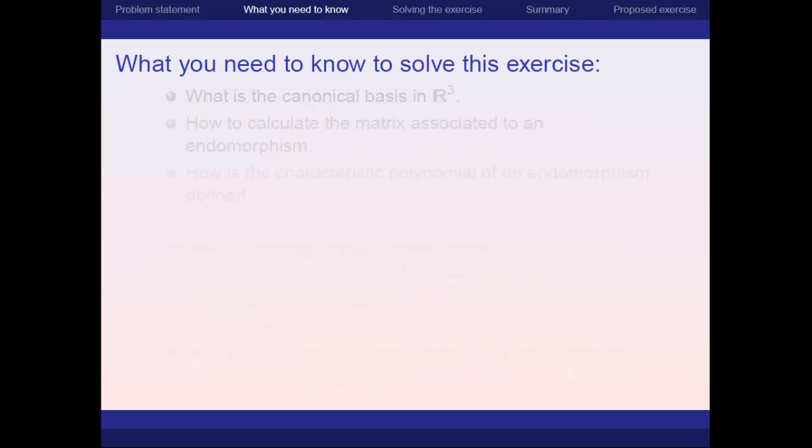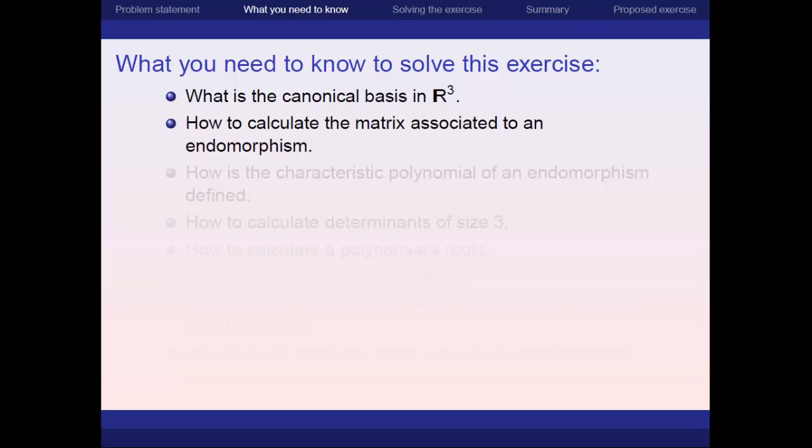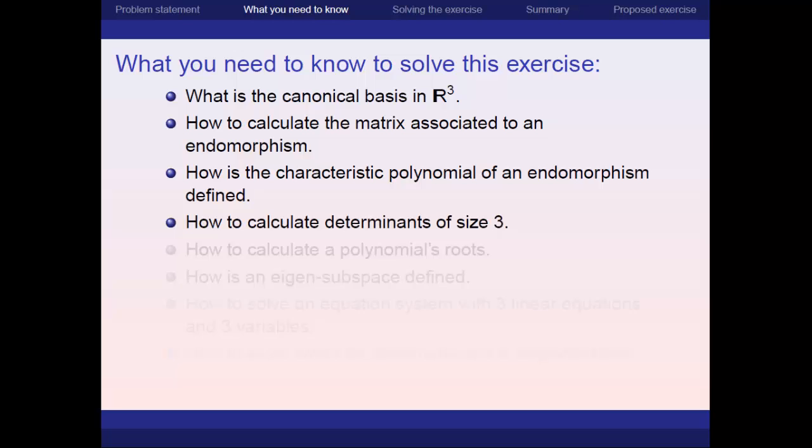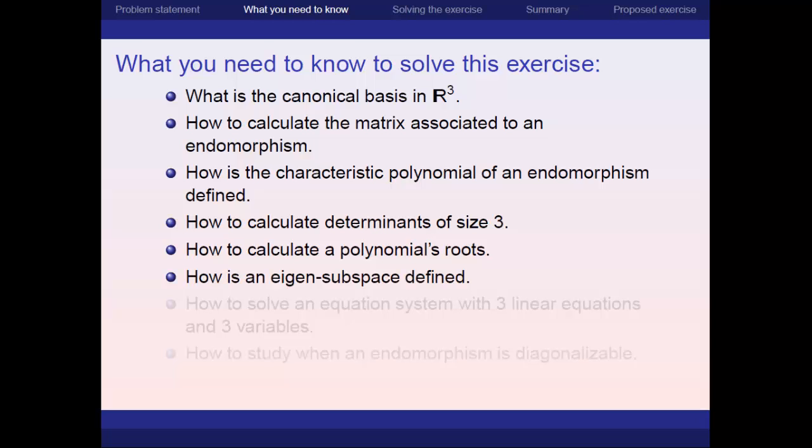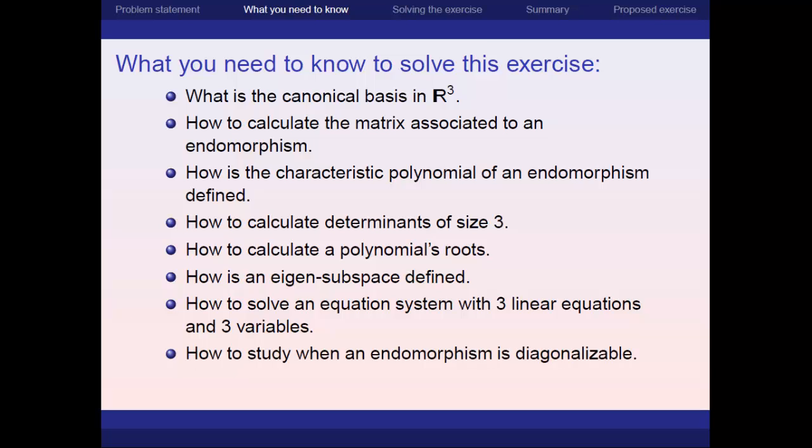What you need to know to solve this exercise. What is a canonical basis in R3? How to calculate the matrix associated to an endomorphism. How is the characteristic polynomial of an endomorphism defined? How to calculate determinants of size 3. How to calculate a polynomial's roots. How is an eigensubspace defined? How to solve an equation system with 3 linear equations and 3 variables. And how to study when an endomorphism is diagonalizable.